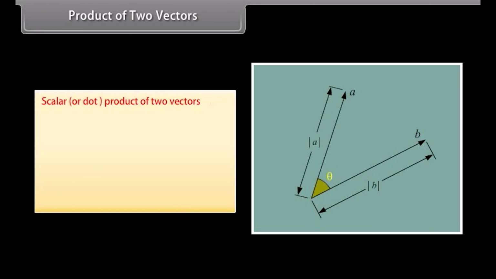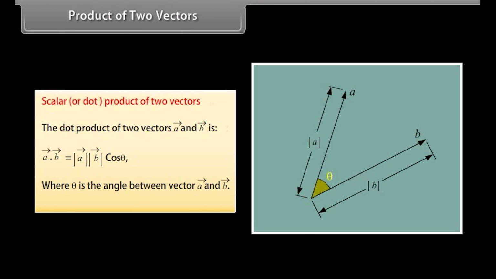Product of two vectors. Scalar or dot product of two vectors. The dot product of two vectors A and B is the magnitude of A times the magnitude of B, then multiplied by the cosine of the angle between A and B, where theta is the angle between vector A and B.